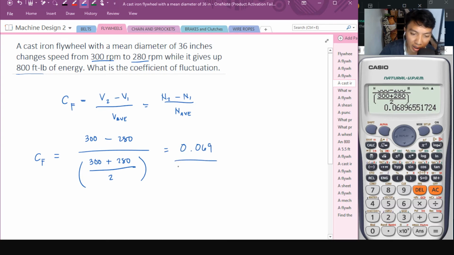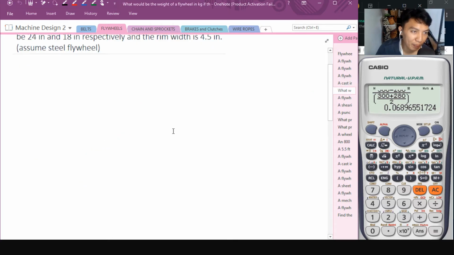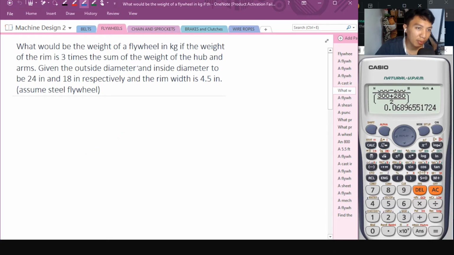0.069. That is the coefficient of fluctuation. Next one. What would be the weight of a flywheel in kilograms if the weight of the rim is 3 times the sum of the weight of the hub and arms? So, weight of the rim is equal to 3 times the sum of the weight of the hub and arms.